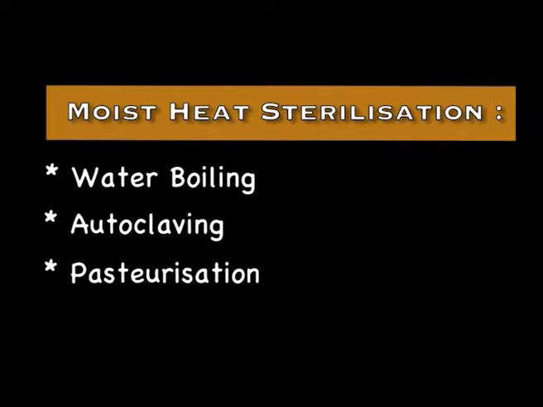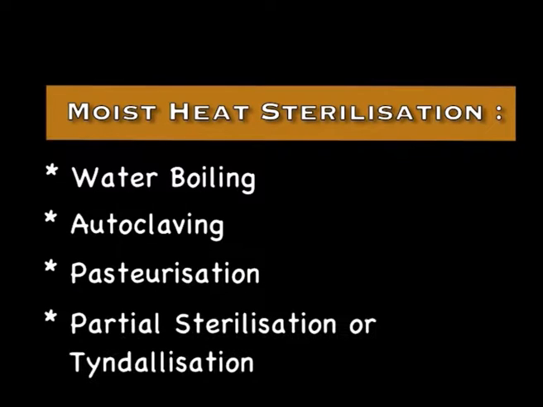Now, moist heat sterilization can again be of different types. Number 1, it can be boiling of water. Number 2, it can be autoclaving. Number 3, it can be pasteurization, or partial sterilization, which we may call tyndallization. So, first of all, we will be starting with boiling of water.